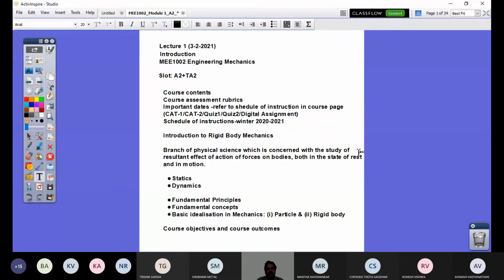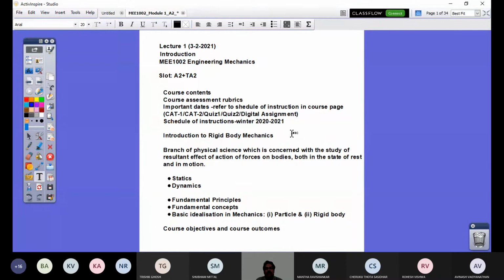This course is offered in the A2 slot. In the last class, we just looked at the content of the course and the assessment rubrics, that is, the mark configuration. So we have CAT 1, CAT 2, quiz 1, quiz 2, digital assignment, and the schedule of instruction for this I will update in VTOP. So you will know from the schedule of instruction the expected topic of learning for every lecture. I have not yet updated it; I will do that in VTOP. You can download that Excel sheet and have a pre-idea of what our proceedings of learning will be.